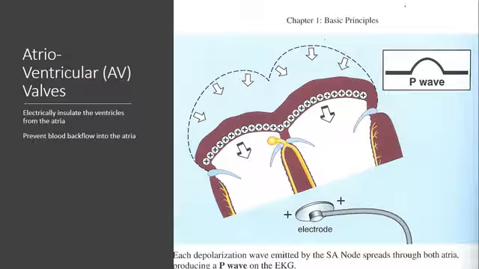Now, the other thing that those AV valves do is they help to prevent the blood from being pushed backwards up into the atria. So they're one-way valves to allow the blood to move from the atria into the ventricles, and then they're going to slam shut and prevent that blood from moving backwards.